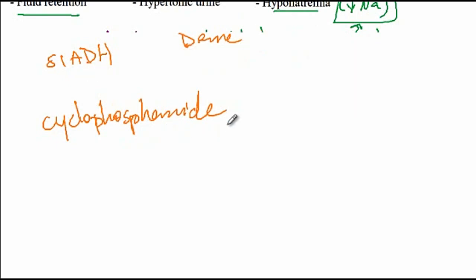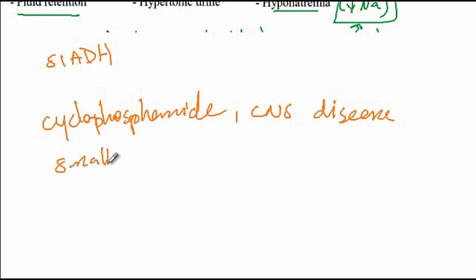And then the other conditions that can cause SIADH include, for instance, CNS disease, as a result of which it will cause an increase in the production of ADH. In addition, there are paraneoplastic syndromes like the small cell carcinoma of the lung that can increase the ADH production.